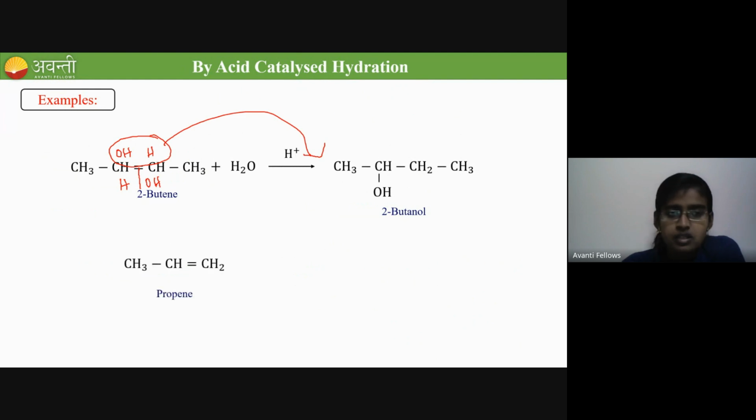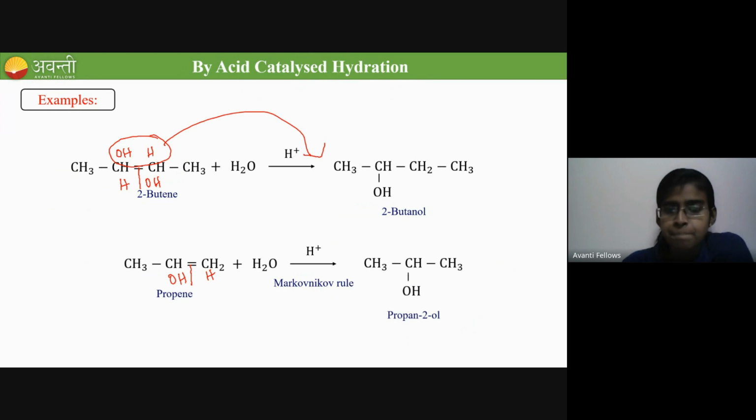Now, for the unsymmetrical alkene, we have to use the Markovnikov rule. That is, break this bond, add hydrogen here and OH here. The negative part of the molecule goes to the carbon which has fewer hydrogens. So it will lead to the propan-2-ol product. Is it clear for all? Shall we go on with one more question?